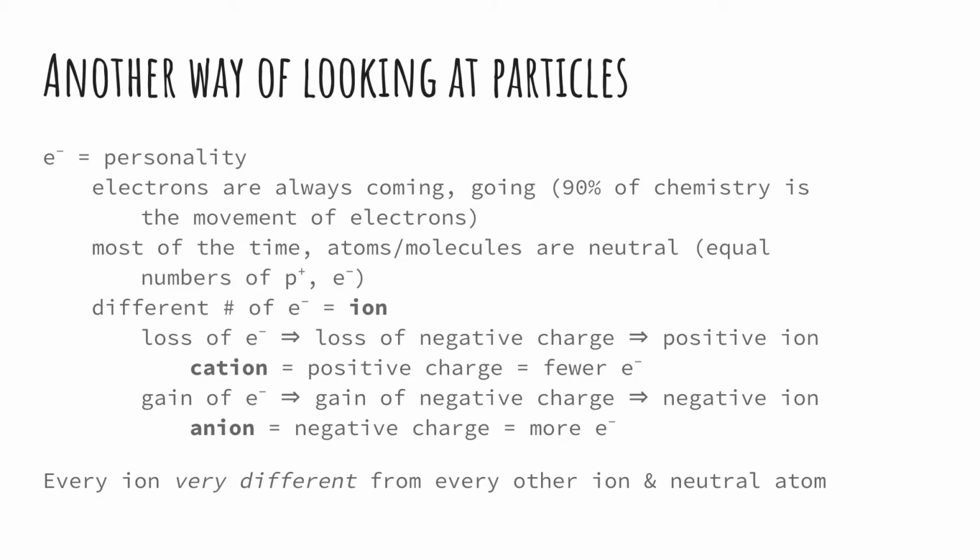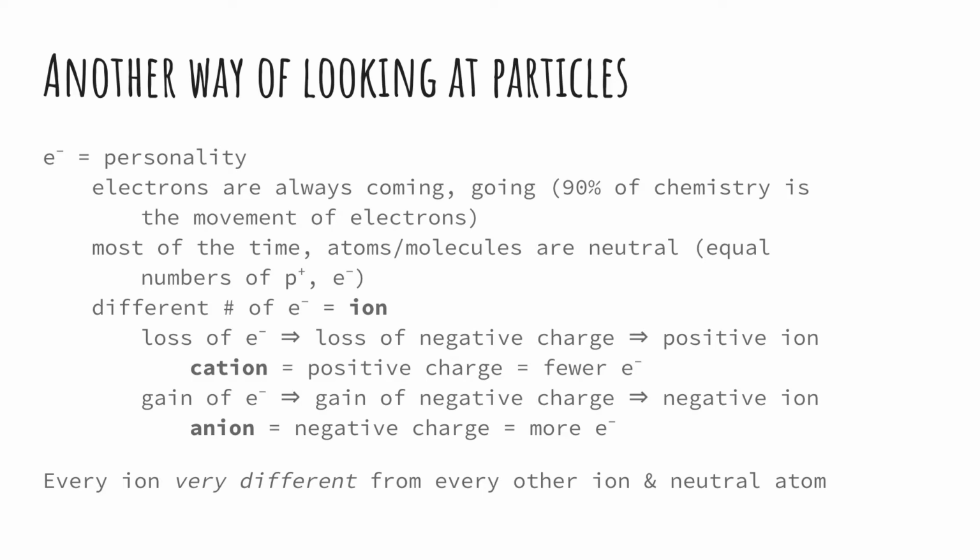Now, if you gain electrons, you're gaining negative charge. You have a negative ion, and that's an anion. It has more electrons. Annie is always negative. I've never met a person named Anne or Annie who was never unhappy. Annies are always negative. That is a fact. You'll never change my mind.